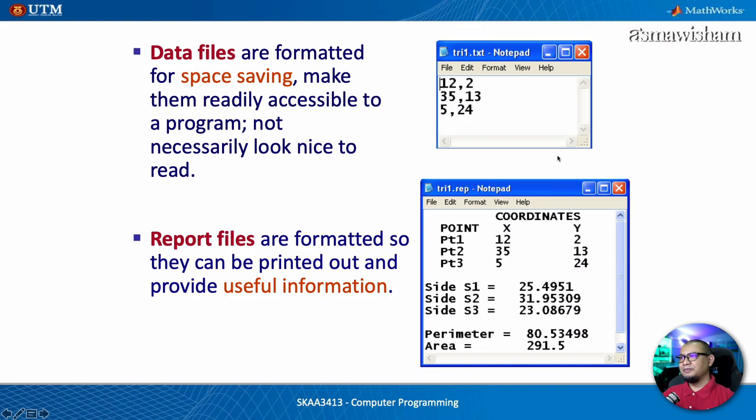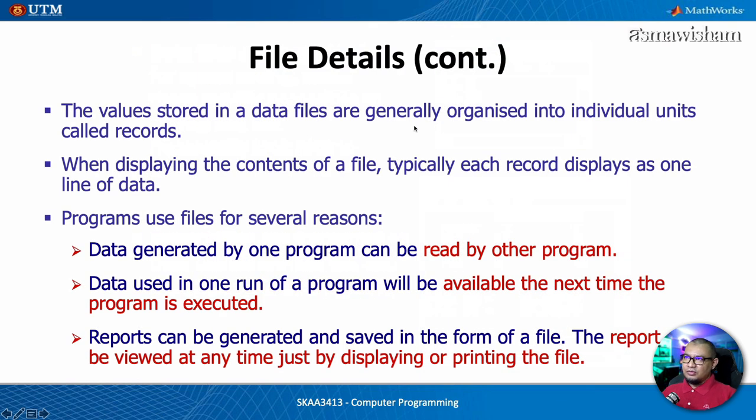All right. So in the file details, the values stored in data files are generally organized into individual units called records. We have here something about records. When displaying the content of a file, typically each record is displayed as one line of data. If you realize, even the output from the command window is actually line by line.